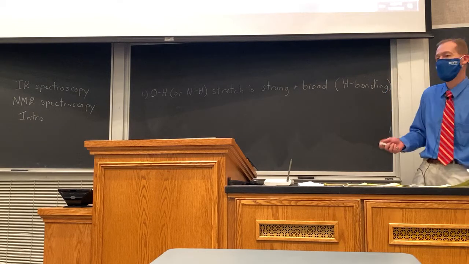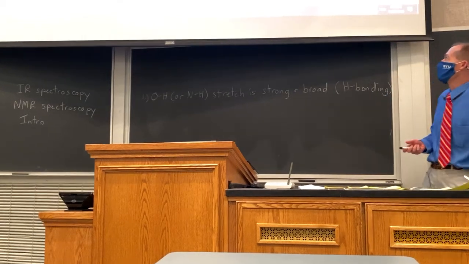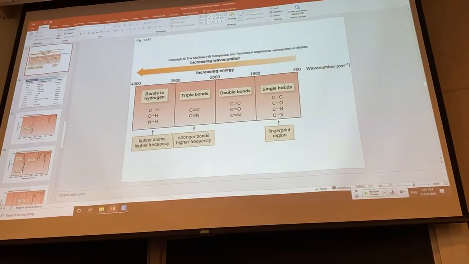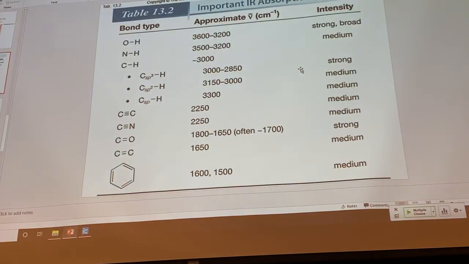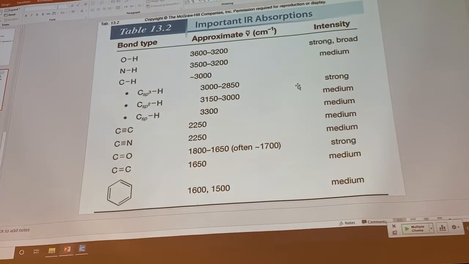Where we left off with IR was this very nice table right here that divided the IR spectrum into 4 sections where the positions of the stretches of these types of bonds is intuitive based on our understanding of Hooke's law, where the bonds to lighter atoms will vibrate at higher frequencies, and stronger bonds also will show up at higher frequencies as well. Your book also has a table of important IR absorptions.